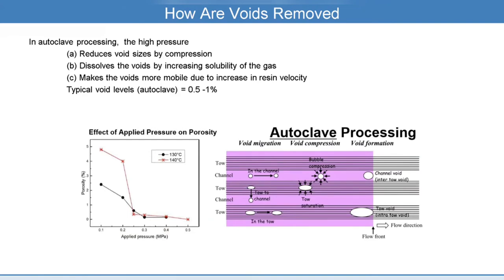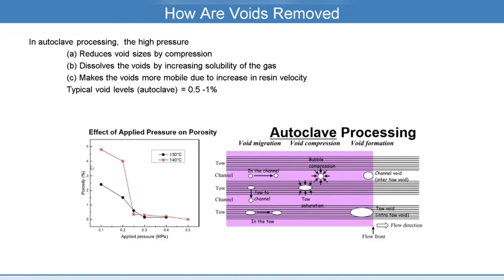In autoclave processing, under high pressure, what we're doing is reducing the void sizes by compression. And it dissolves the voids by increasing solubility of the gas, makes the voids more mobile due to increase in resin velocity. And the typical void levels from autoclave processes should be in the 0.5% to 1%. If it's more than 1%, there could be an issue with the processing.